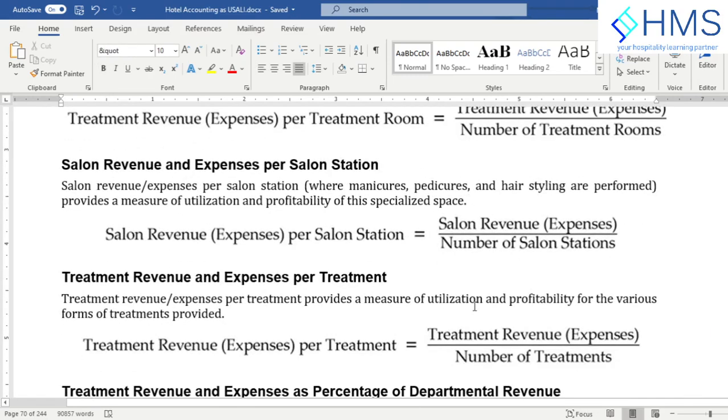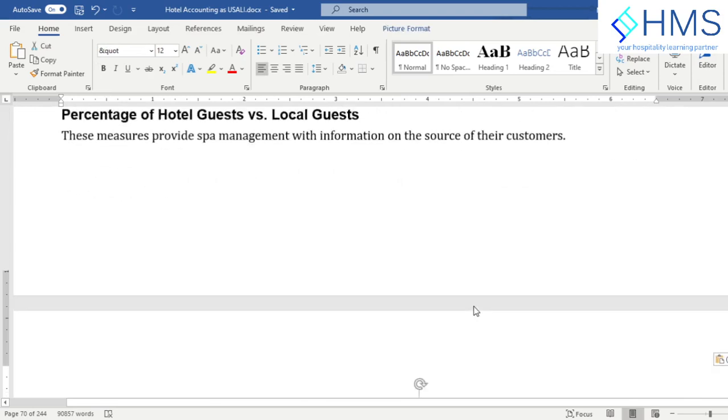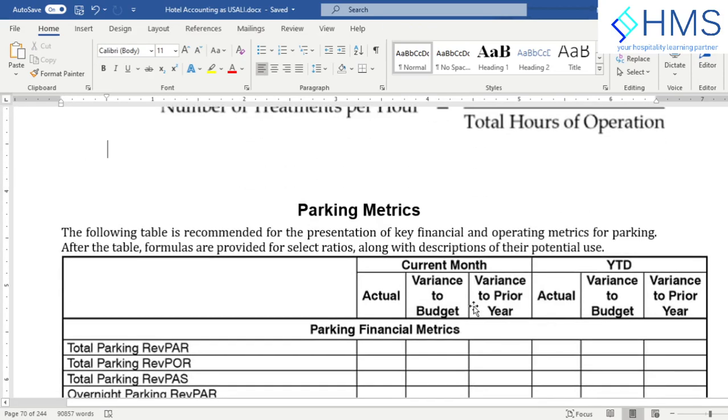I will be giving you the PDF so that you can read and understand it in better detail. The formulas are simple and self-explanatory.